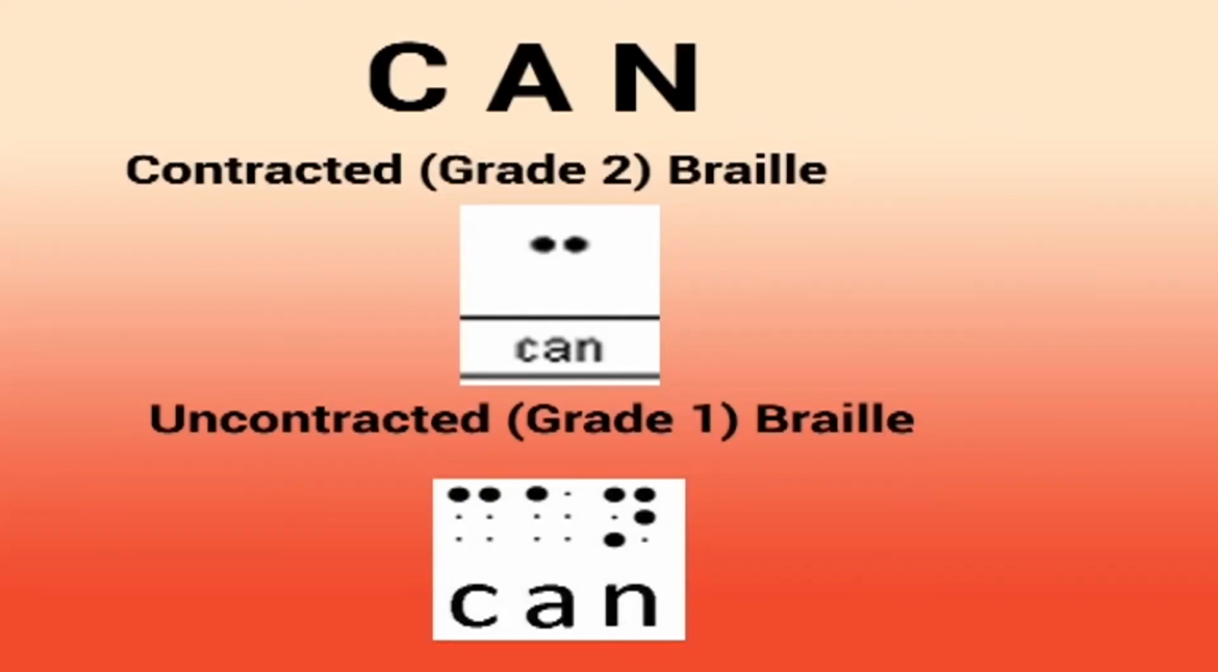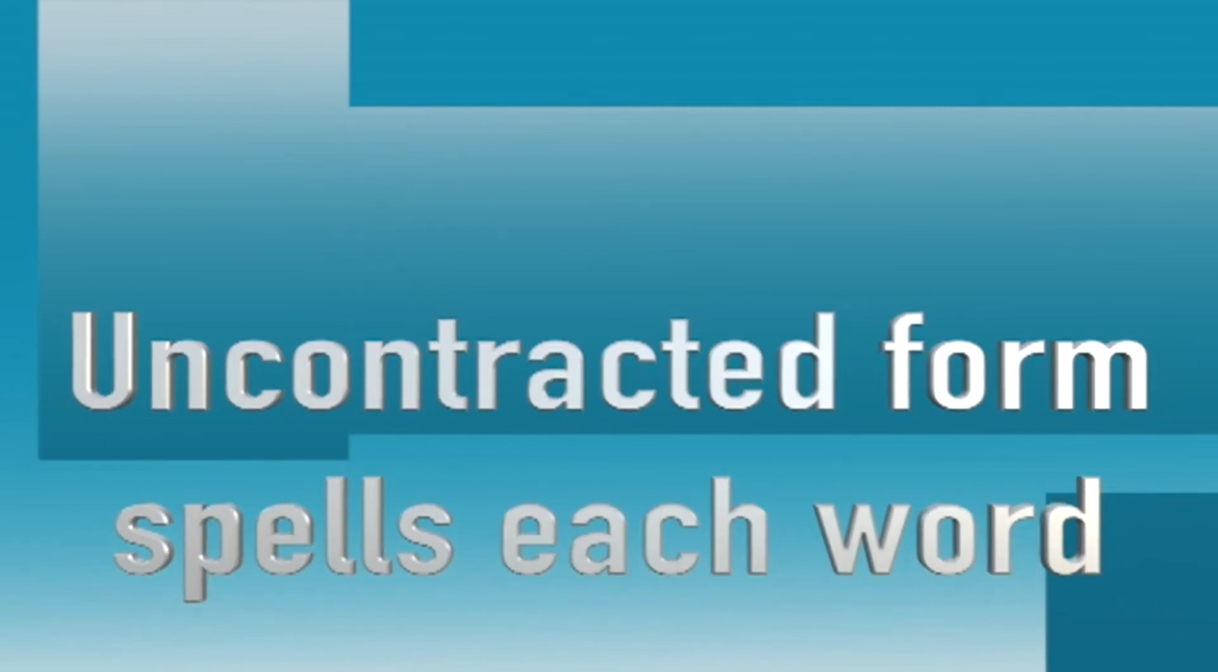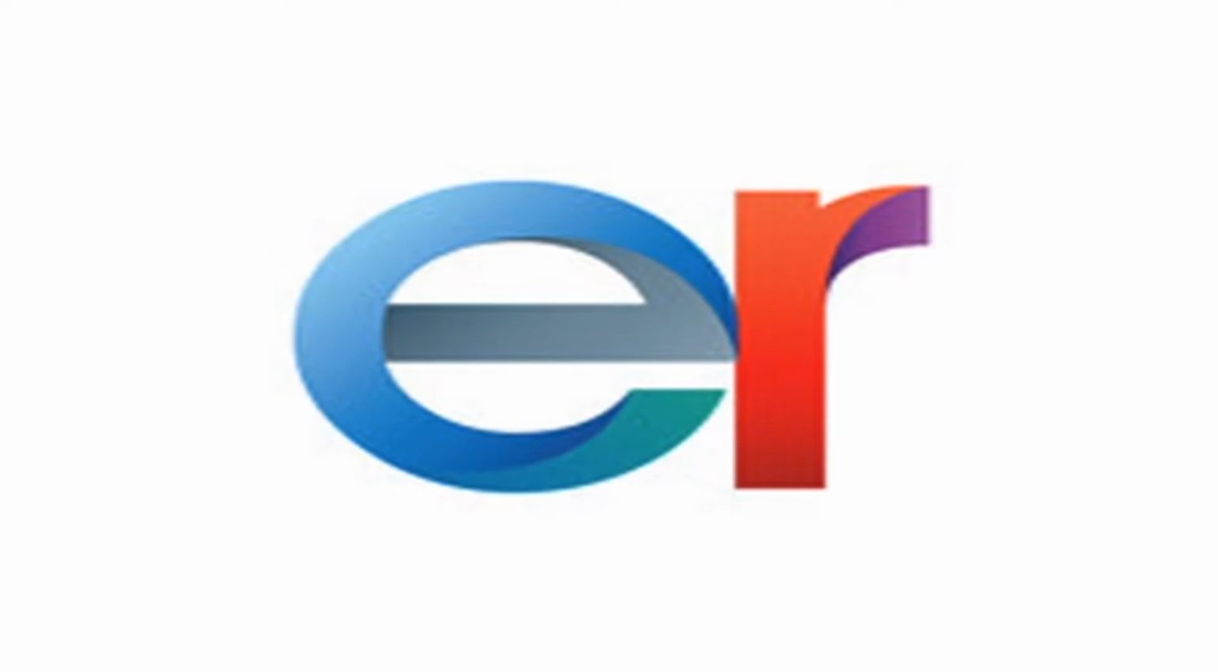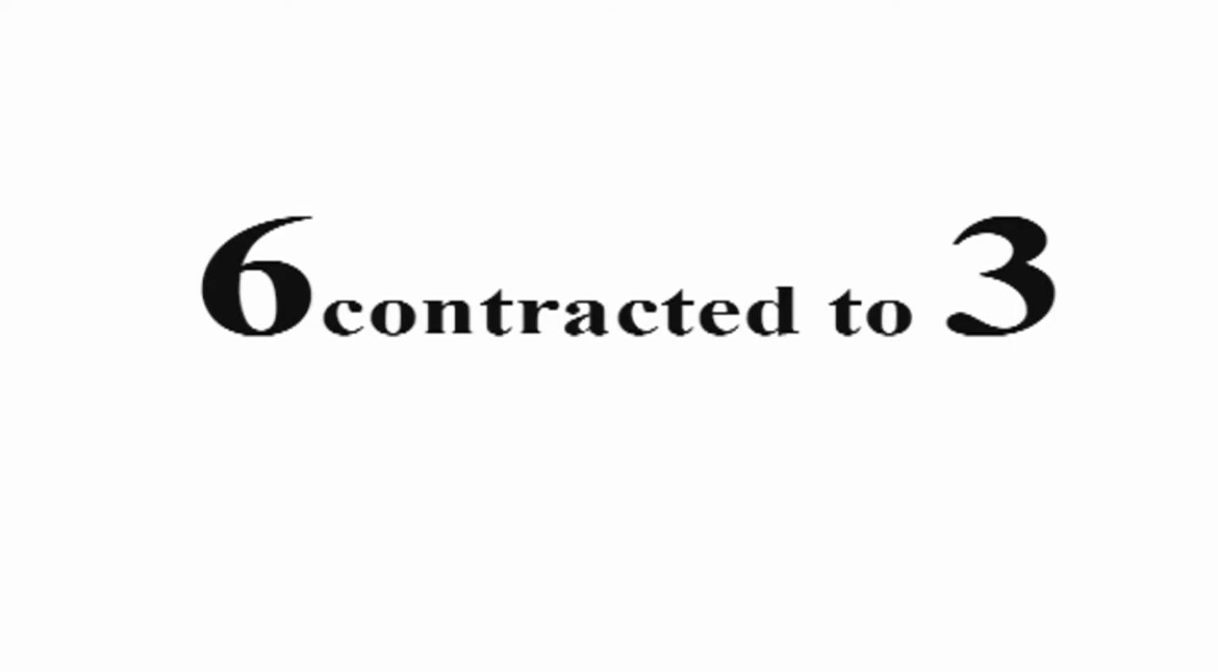The word can has 3 letters in uncontracted form. In contracted form, the letter C is simply Brailled as a whole word sign for can. This is called a contracted or abbreviated Braille sign. Similarly, the word perhaps is written both in uncontracted and contracted form. Uncontracted form spells each letter, but in contracted form the first letter indicates P, the second is the contracted form for ER, and the letters HAPS are contracted to one letter H. The word perhaps has 6 letters and it is contracted to 3 letters.